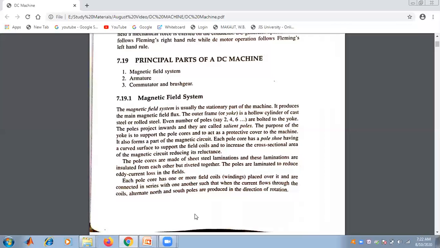Each pole core has one or more field coils, known as windings, placed over it and connected in series with one another, such that when the current flows through the coils, alternate north and south poles are produced in the direction of rotation.